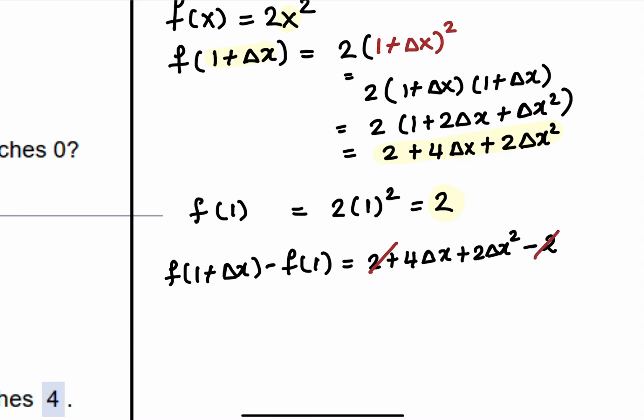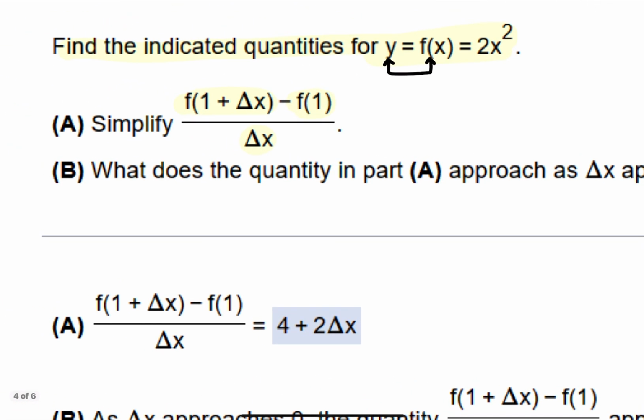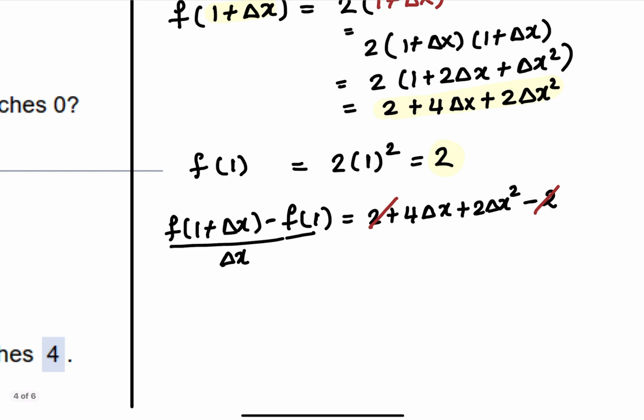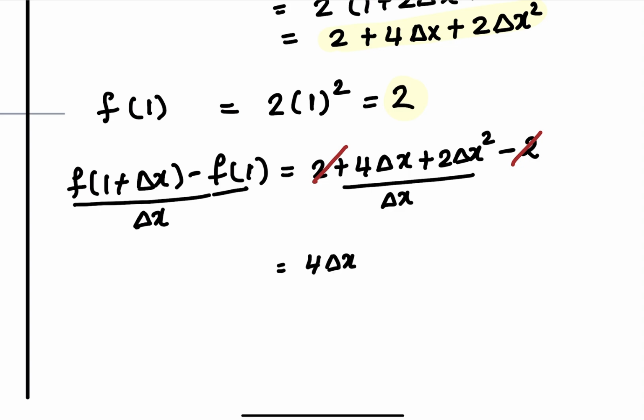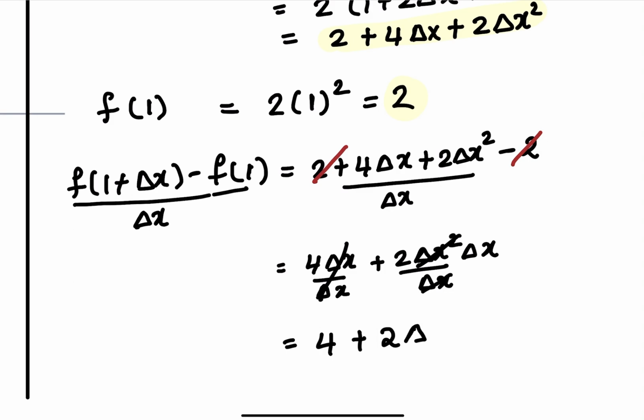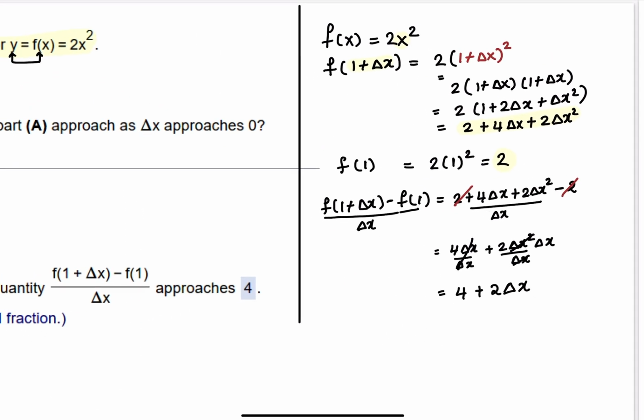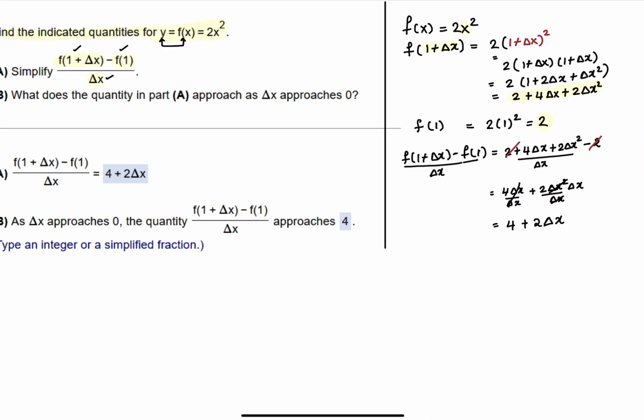And what did they ask us to do? They said, hey, divide the whole thing with delta x. Let me take you back to the problem. They said find f of 1 plus delta x, subtract f of 1, and then divide by delta x. And again, this is that 4-step process. I'm going to divide the whole thing with delta x. If you have followed my previous videos, you know what I do: I divide each and every term with the denominator, so I just do not confuse myself. Delta x cancels delta x, and delta x squared over delta x leaves delta x. And now this is going to be 4 plus 2 delta x. Let's see if that matches. Yes, the answer matches.